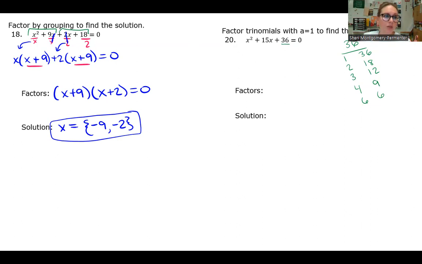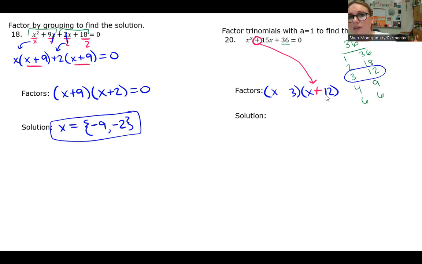Or 3 and 12. So when I make my factors, and I haven't written any signs yet, I have x and x, 3 and 12. I look at my bigger number. So my bigger number, is it 3 or is it 12? 12. So the bigger number has to be positive. So I put a positive right here. That's what tells me my bigger number. So if 12 is positive, but I need to make 15, am I going to add or subtract 3? Add.